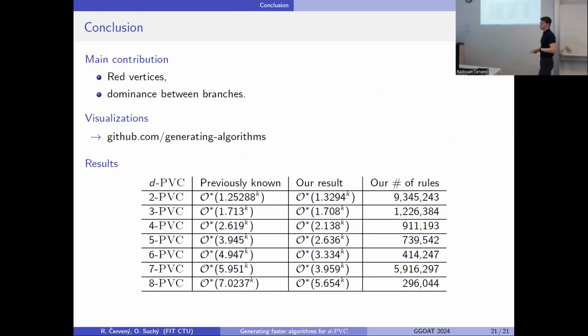Okay, so that's the end of the presentation. Let me quickly go over what we have done. The red vertices and the dominance between branches are the main contributions of this paper, and we have in some cases improved running times of algorithms for 3 to 8 path vertex cover.